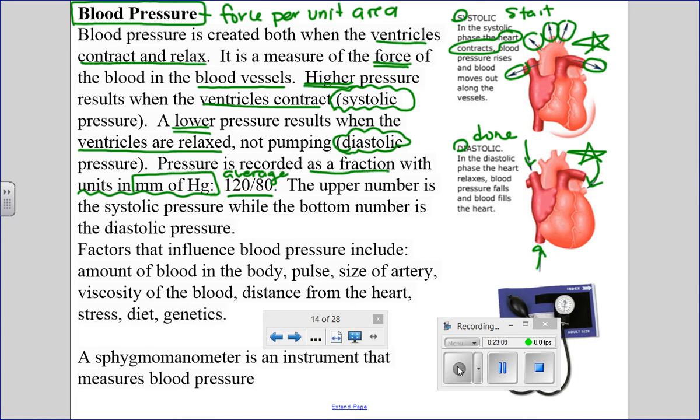Now, what influences blood pressure? Well, there are a ton of things. Amount of blood you have. So, for example, someone who has recently lost a lot of blood would probably have lower blood pressure.